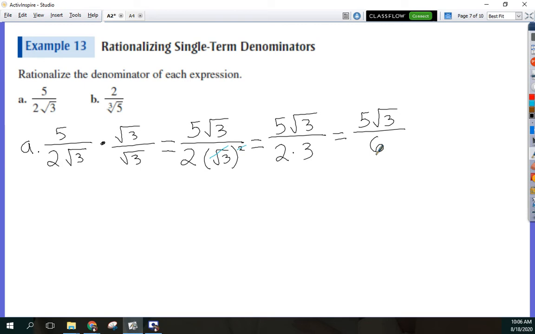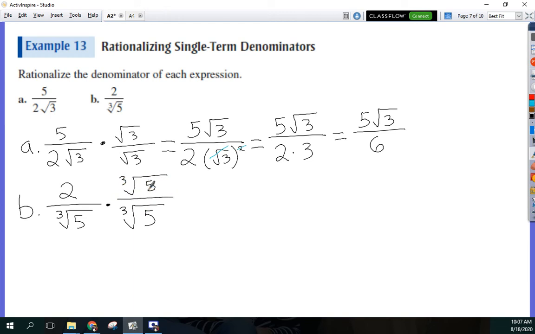Now, part B is a little bit different. So notice that this time we have a third root. And the reason that this is different is because if I just multiplied by the third root of 5 to the top and the bottom, like we did on the previous step, notice that the numerator would be fine. I would get 2 times the third root of 5. But now I have 1, 2 third roots. So I have the third root of 5 squared.